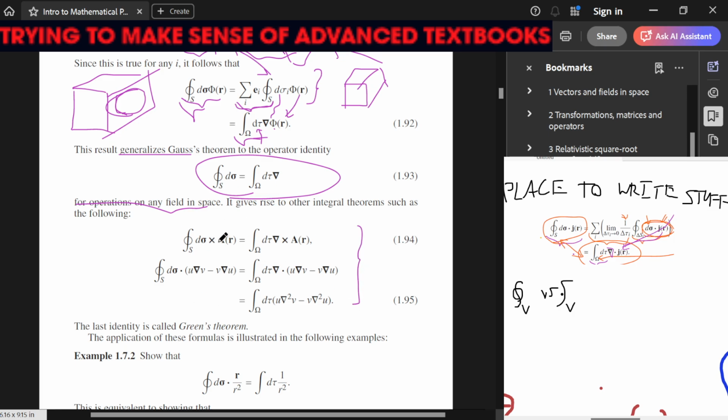cross theta. They're just replacing this with this and calling it a day. Replacing this with this, they're calling it a day. And this is just two things. This turns into this.